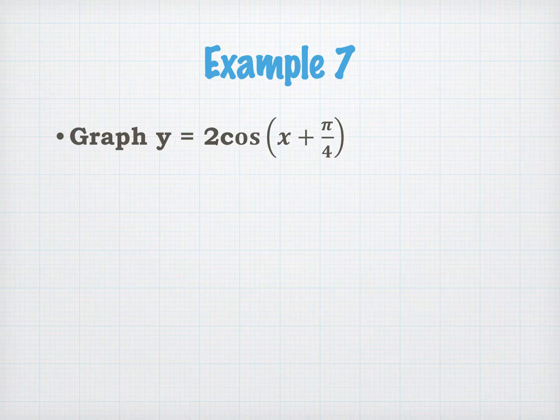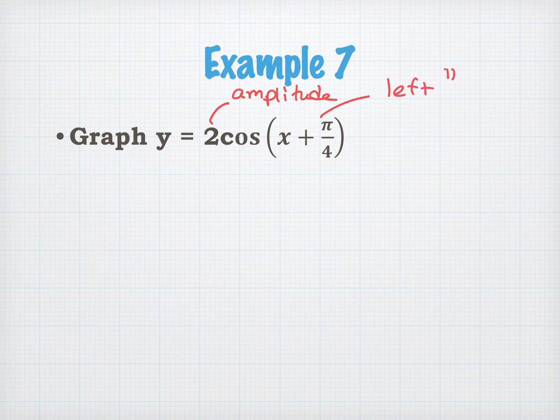So the 2, this is my amplitude. Remember, for the amplitude, all we need to do is label it on the y-axis. It's not involved in our calculations. So again, backwards of what we would think. So this is a shift to the left, pi over 4. And remember, pi over 4 is 45 degrees.